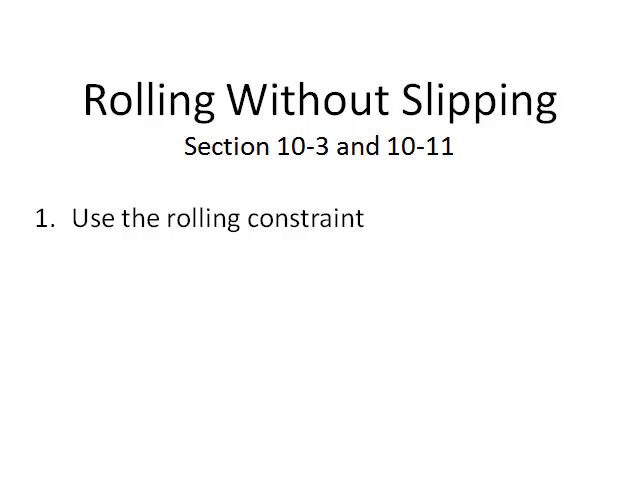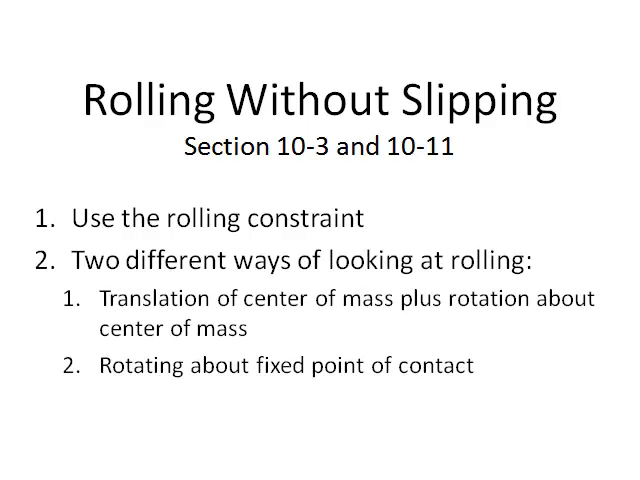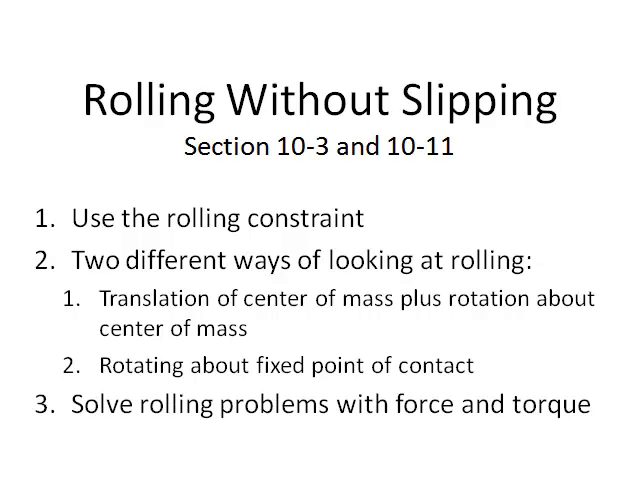Our goals today are going to be to learn about the rolling constraint. So how do we link the translational motion with the rotational motion of a rolling object when it's not slipping? We're going to be looking at two different ways of looking at rolling. One where we're looking at the translation of the center of mass plus rotation about the center of mass. And the other is rotating about a fixed point of contact. Finally, we're going to use our rolling constraint to solve rolling problems with force and torque.